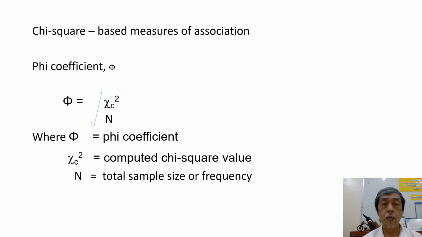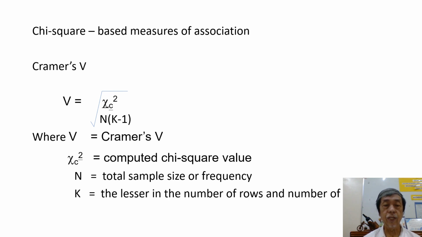These are some of the chi-square based measures of association. One is the phi coefficient, and as you can see, the formula requires the value of the computed chi-square. Another is Cramer's V, and likewise, the formula shown requires the computed value of chi-square. That is why they are called chi-square based measures of association.